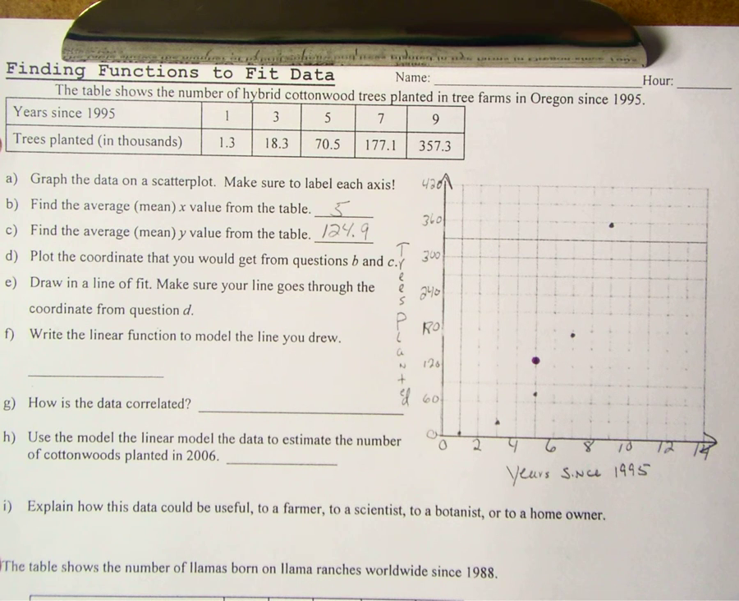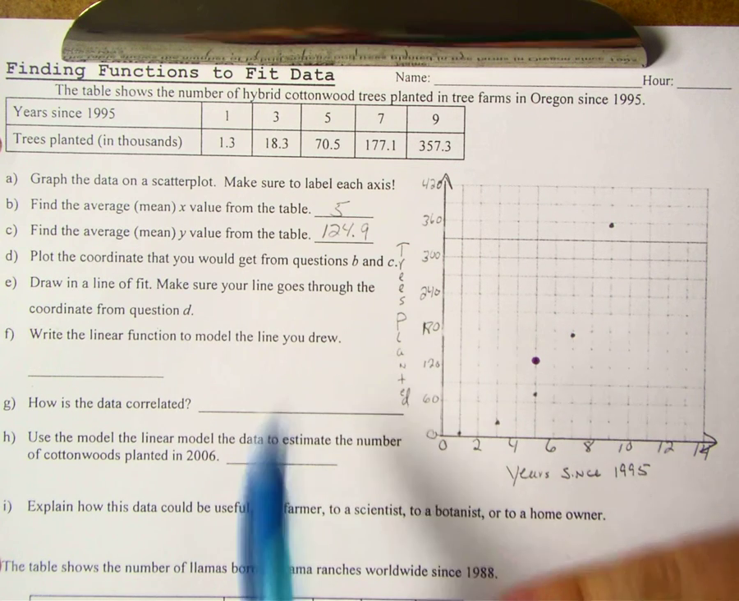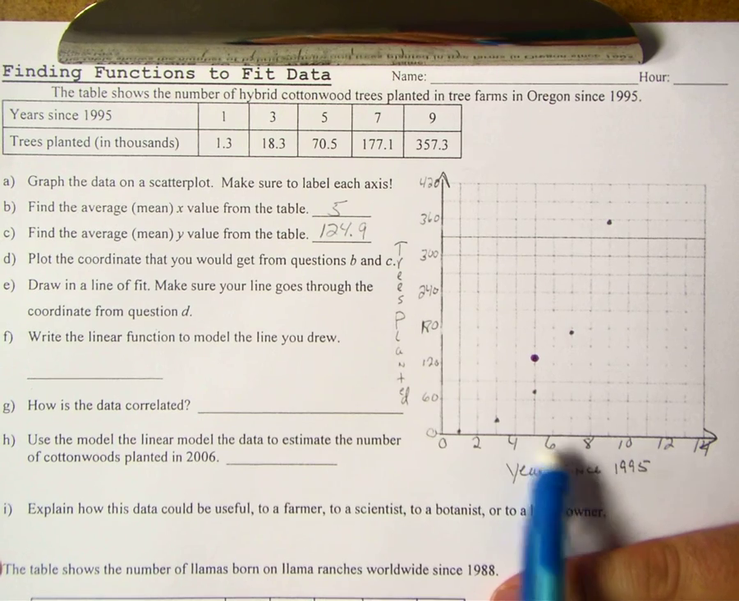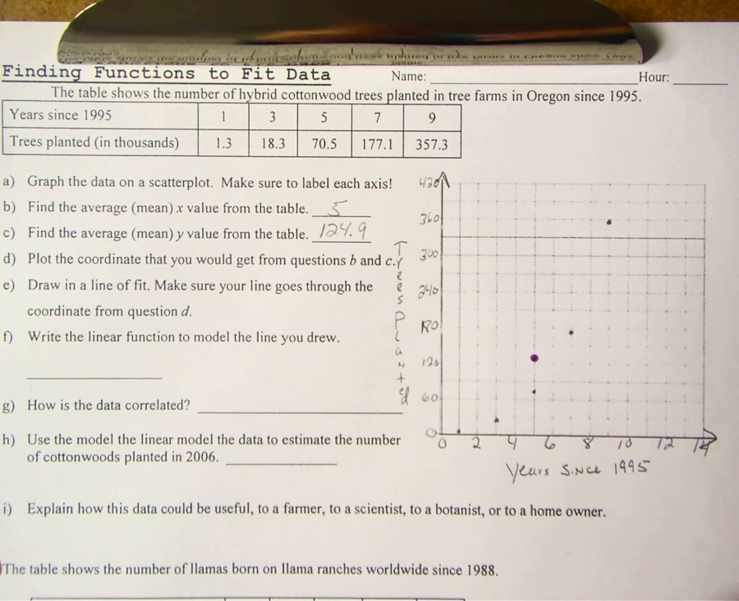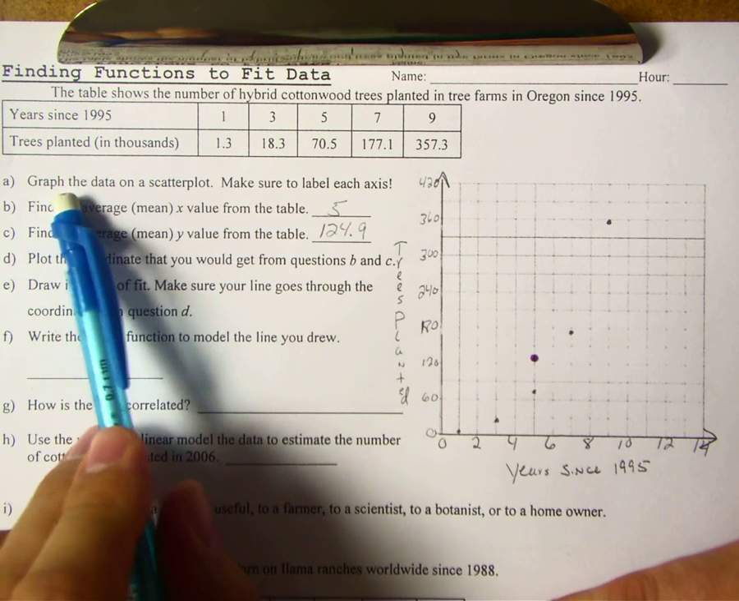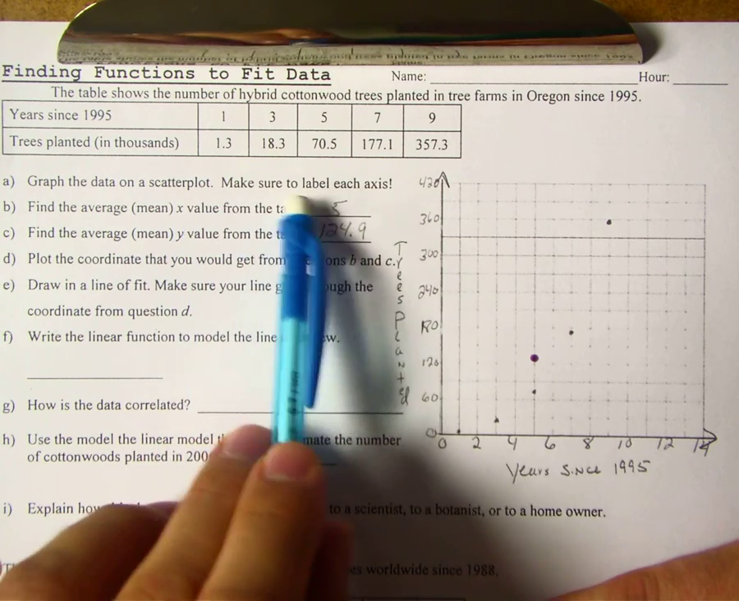Alright, in this video we are going to talk about creating scatter plots, and even more specifically we're going to talk about drawing a line of fit to match our situation. So if you take a look, this is what we worked on the other day with getting these scatter plots all set, and I want to draw your attention to a couple of things. First of all, graphing the data on the scatter plot, make sure you label the axes.